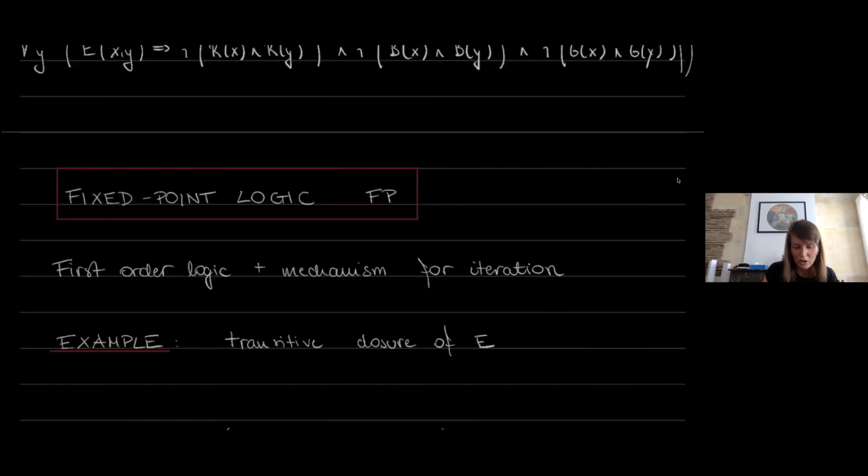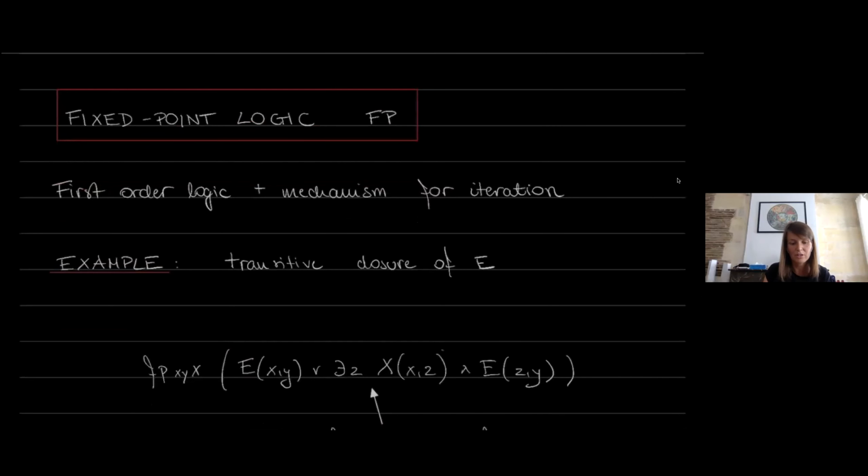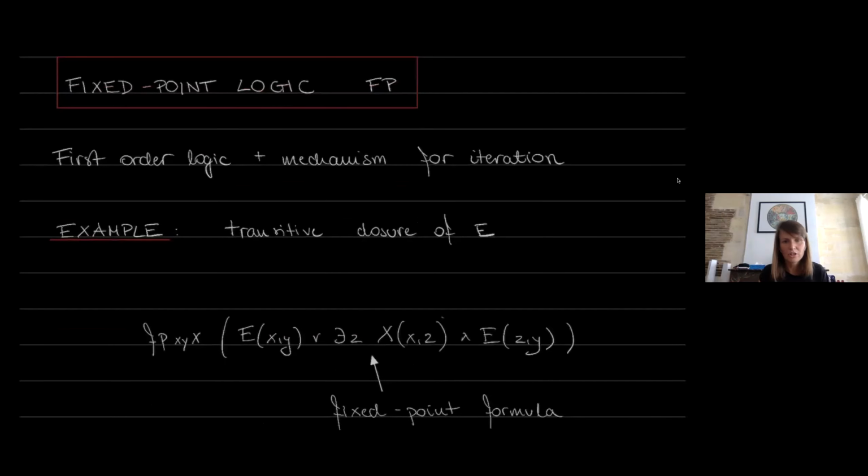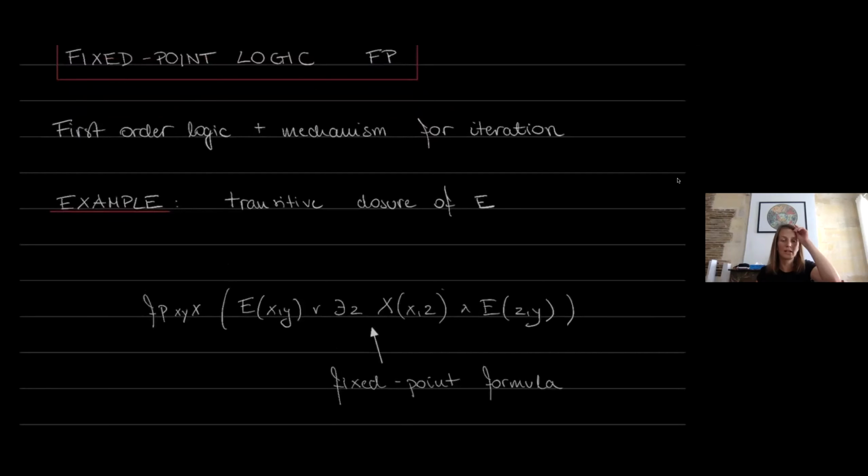Okay, so the first logic that is important in the context of this question is fixed point logic. There are several equivalent ways we can define it, but I'm not going to define it in detail. I want to give you an example of a formula which is definable in this logic. This is first order logic together with some mechanism for iteration. Here is an example of a formula which defines the transitive closure of an edge relation. A fixed point formula, which says that X and Y belong to the relation if there is an edge between them, or there exists a Z such that X and Z belong to the previous step of the iteration, and there is an edge between Z and Y.